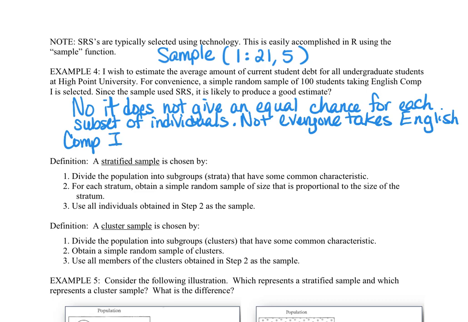Very good. What is this an example of? What kind of sample is this? Say it again. A convenience sample. Very good. This is a convenience sample. What questions do you have here?